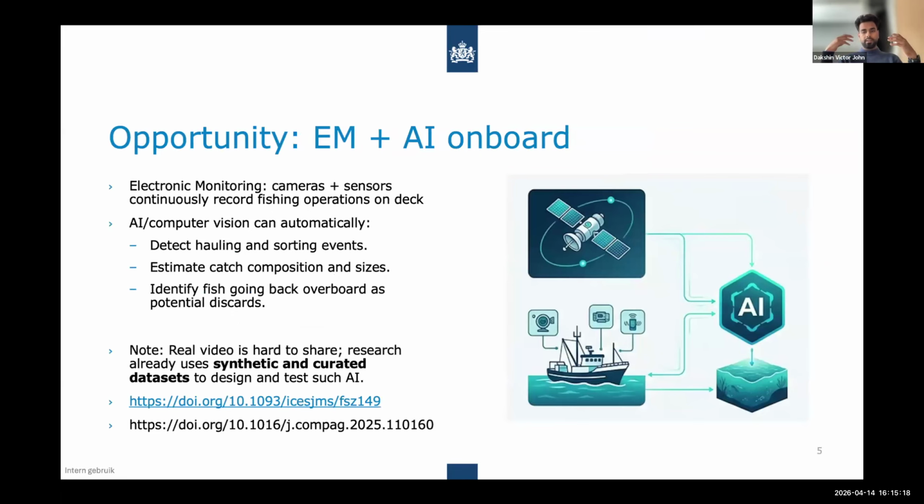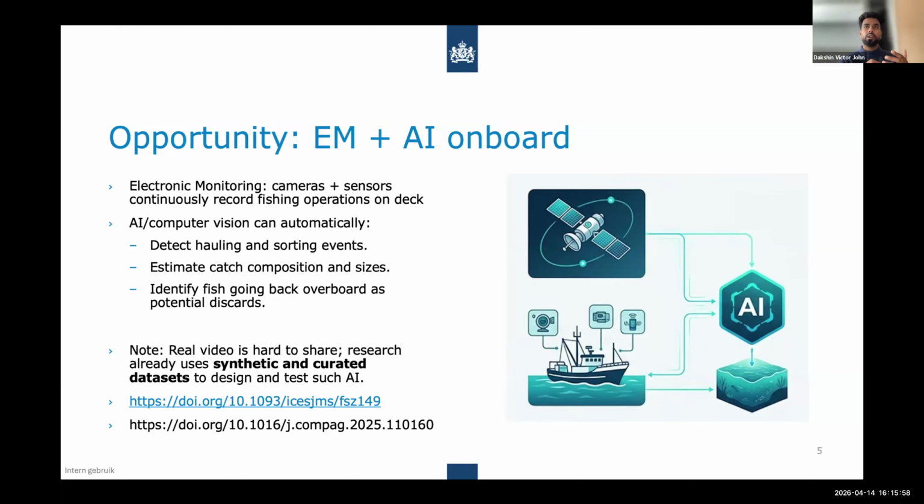And this got us thinking, and we were like, okay, since we have decided to put cameras on board and also have AI on board with a bunch of sensors, this leads us to an opportunity where we can now integrate all of these systems together and finally detect. We would have sensors that detect hauling and sorting events. We would have cameras that look at catch composition, the sizes of fish, the species, to check if any fish have been discarded. And then we could integrate all of this to actually come up with some sort of solution.